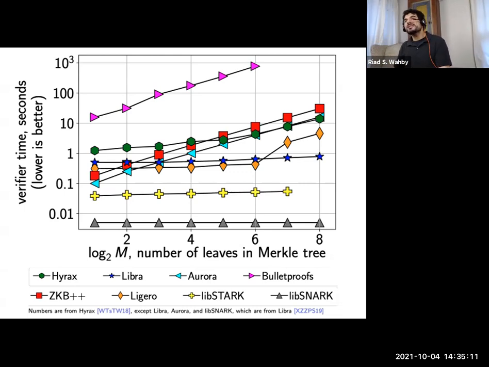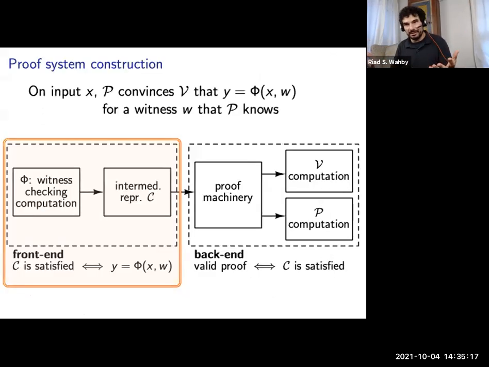Okay, so this is the whirlwind overview of the back ends. Let's move on to the front ends. So remember, the goal for the front end was essentially a compiler. It's essentially converting a computation written in some programming language to the representation that we care about, which is arithmetic circuits or some kind of arithmetic constraint. Again, I promise we will see in detail the kinds of constraints that we'll be thinking about a little later.